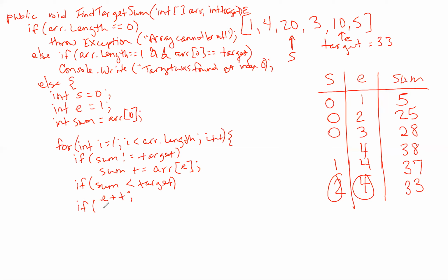If sum is greater than target, then we know we need to do a couple things. We know we need to subtract the number that's at S from sum. We want to do that first before we go ahead and increase S.